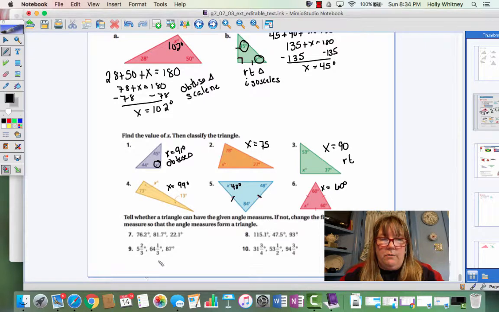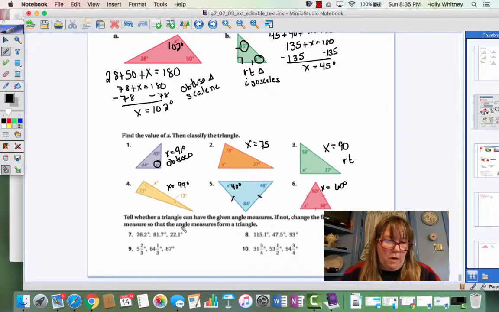This one on your own is to tell whether or not triangles can have given angle measurements. If we add up all of these numbers, they have to be 180 degrees, and if they don't, then it's not a triangle. It says if not, change the first angle so the measures of the angles form a triangle. So we're going to go through these.